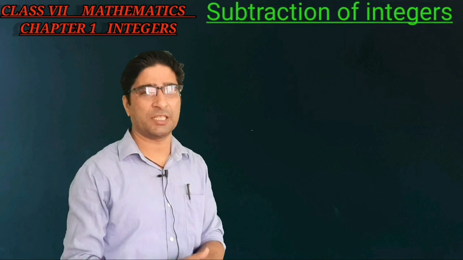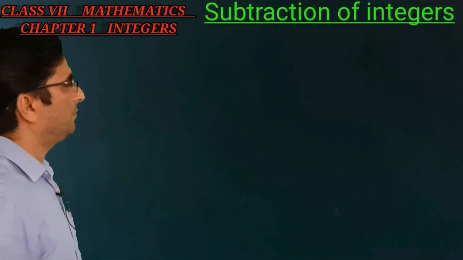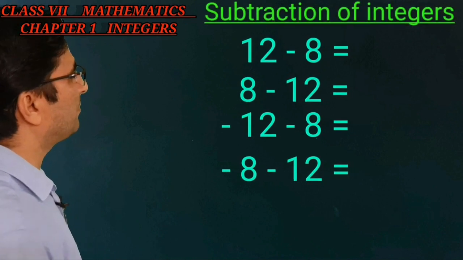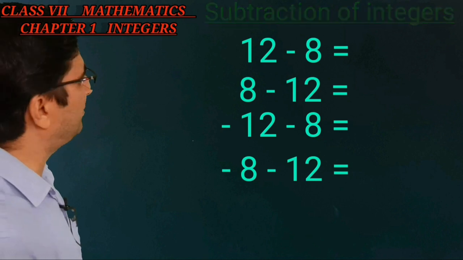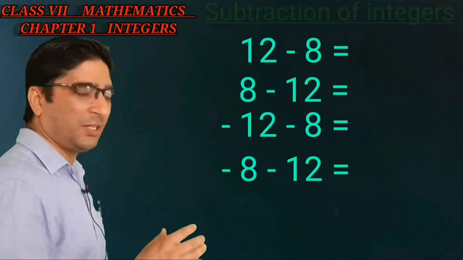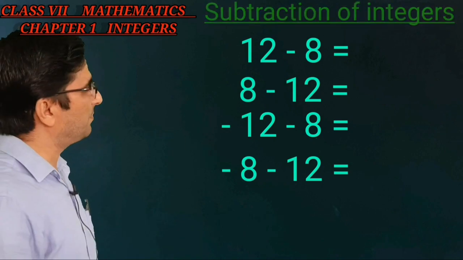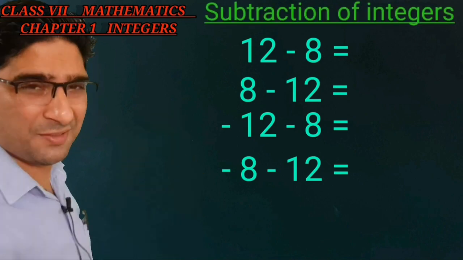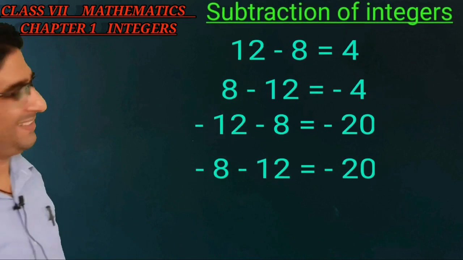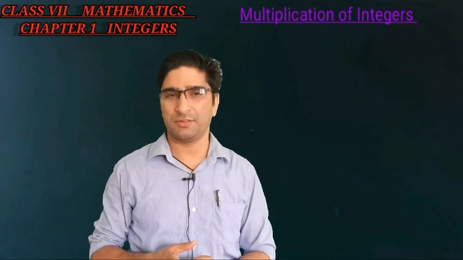Next we go for subtraction. Addition and subtraction you can understand in the same way. Here I have given 4 examples: 12 minus 8, 8 minus 12, minus 12 minus 8 and minus 8 minus 12. You can use the same technique which we have used in addition of integers. Can you try this? Here are the results.